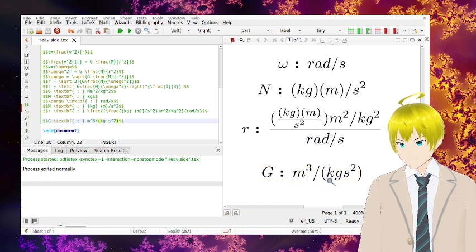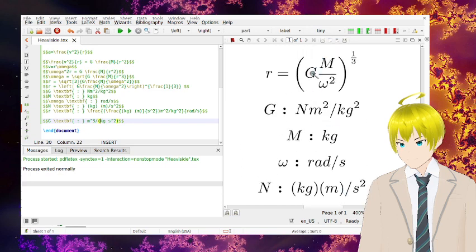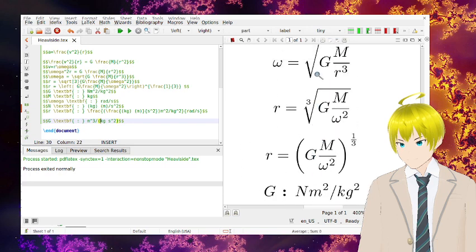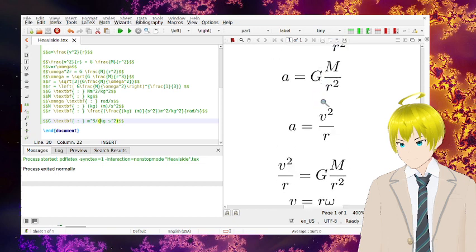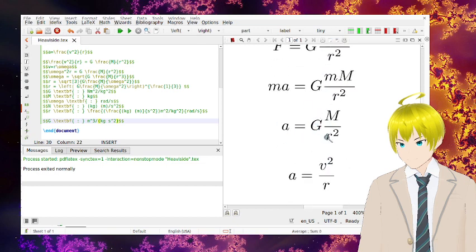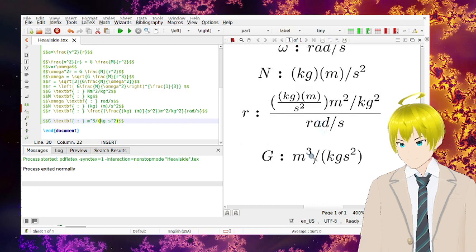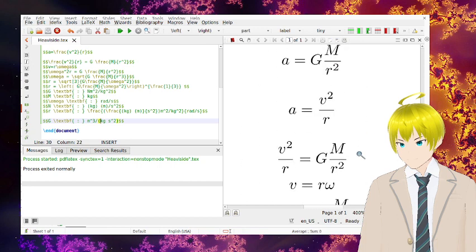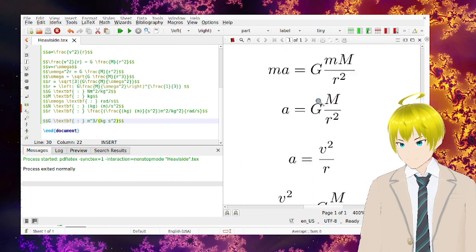So if I plug G, meters cubed per kilogram per second squared, up here, then I multiply by M. That's going to cancel the kilograms on the bottom. And then I'll have meters cubed per second squared, divided by meters squared. So I'm going to have meters per second squared. Yeah, so the dimensional analysis works for both of these.